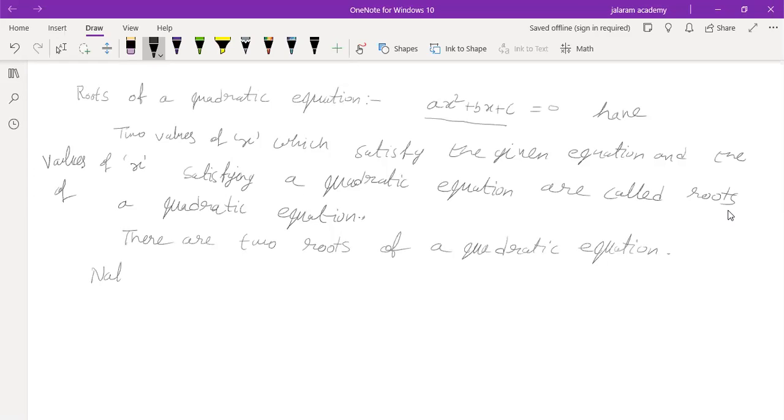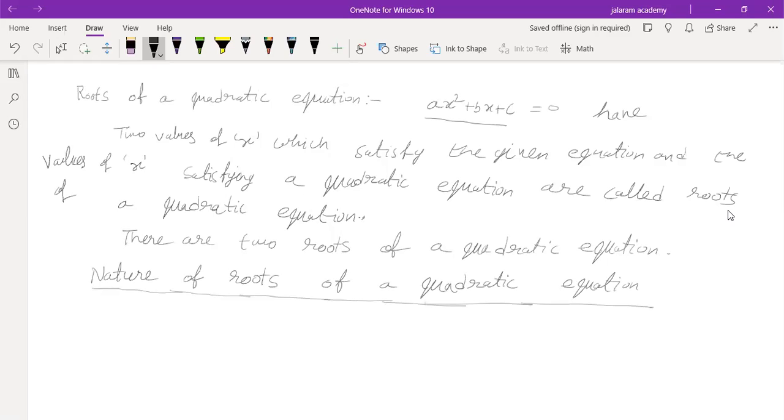So now we discuss the nature of roots of a quadratic equation. Okay? Nature of roots of a quadratic equation.